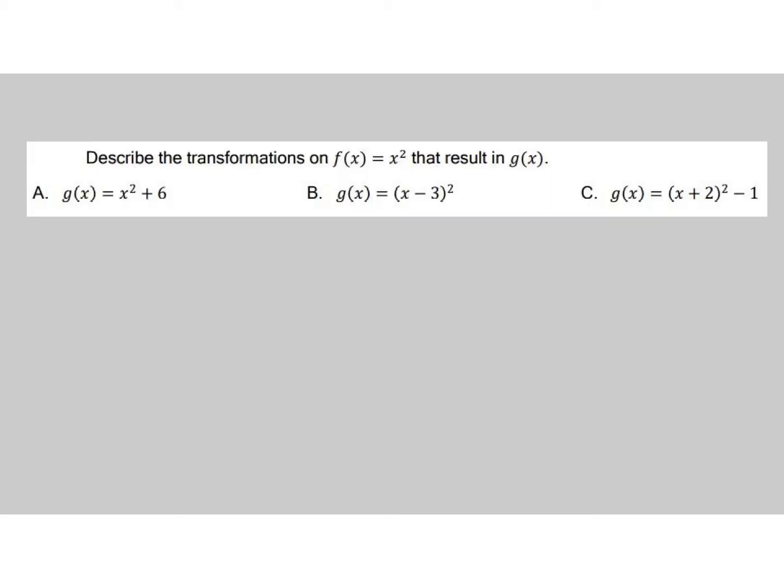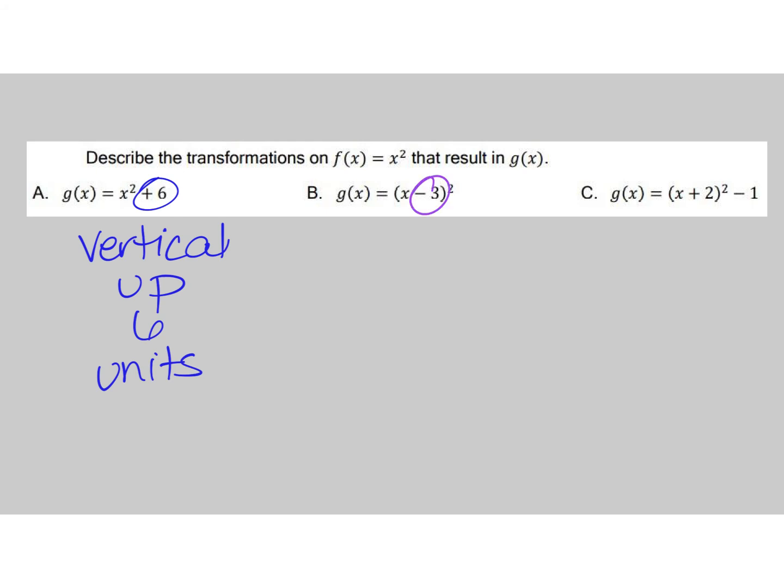So now let's look at a different type of question here. In this case, these are very similar. Here I have an outside situation, so it's vertical. We're going up because it's positive and it's 6 units. For the next one, we have an inside situation, so it's horizontal. Now it's subtracting 3, so you would think you would be going to the left because of the negative sign, but you're actually going to be going to the right 3 units.